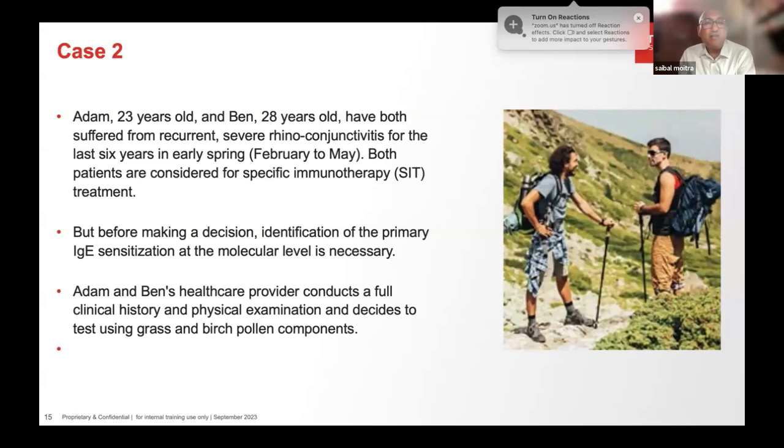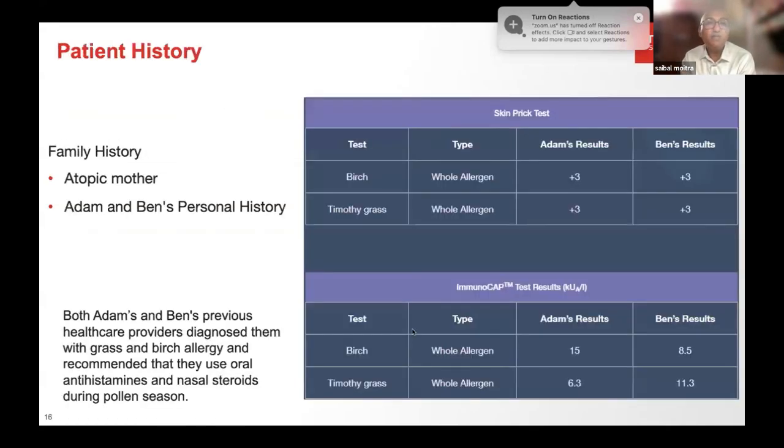Adam and Ben's healthcare provider conducts a full clinical history and physical examination, and decides to test using grass and birch pollen components. So again, what we see is that in skin prick testing with Adam and Ben, both the birch and the Timothy grass pollen extracts come out to be positive. So can we think whether this is a co-sensitization, or what is it? Should their AIT extract contain both? The ImmunoCAP with specific IgE done for the whole allergens has also come out to be positive for both of them.